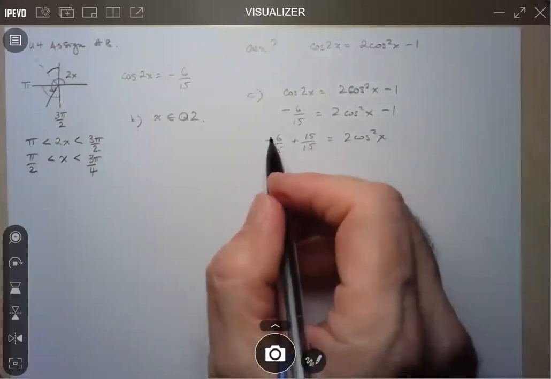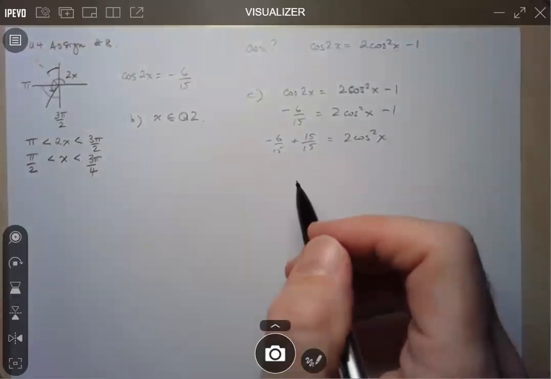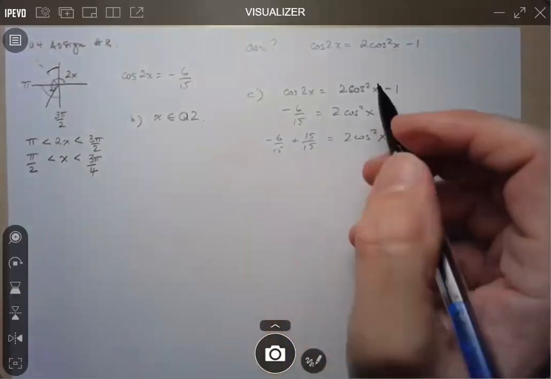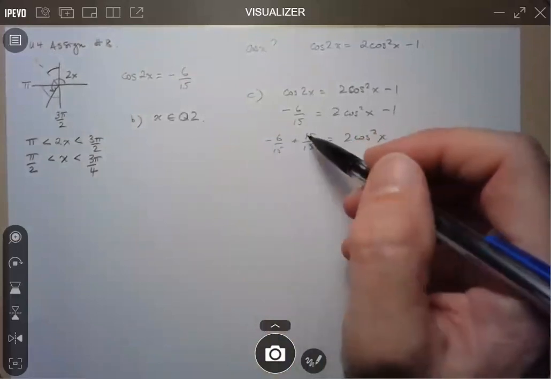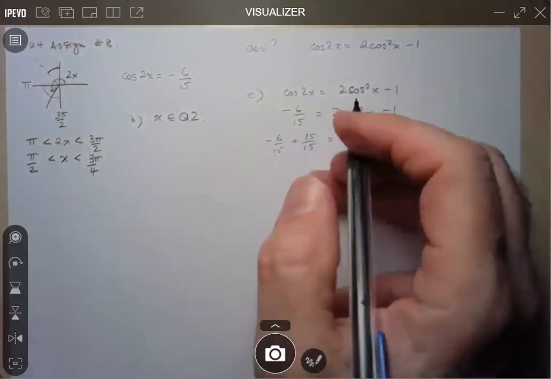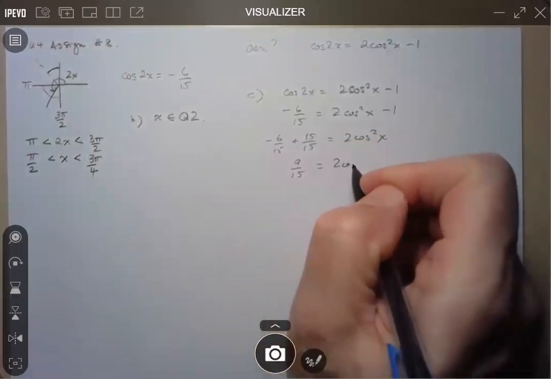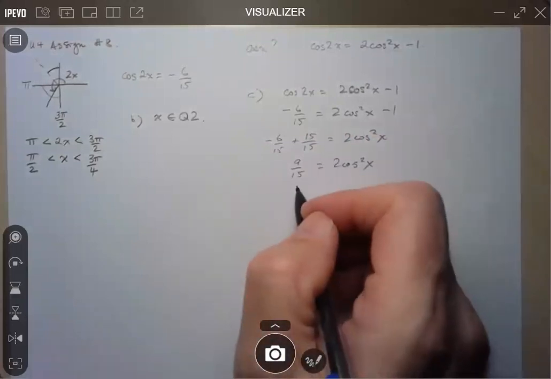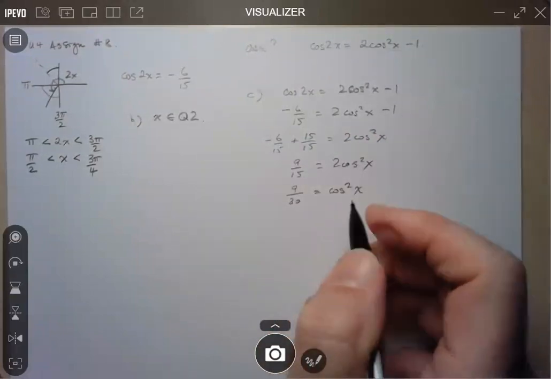So here, what is this? Negative 6 plus 15 is... my brain's gone numb here. Negative 6 plus 15 is 9. 9 over 15. There we go. I guess here we're going to divide by 2. So 9 over 30 is equal to cos squared x.